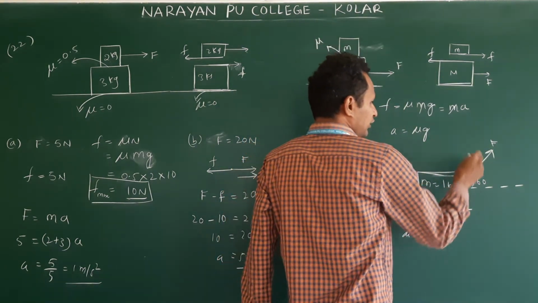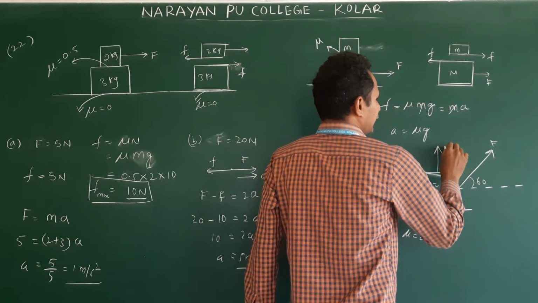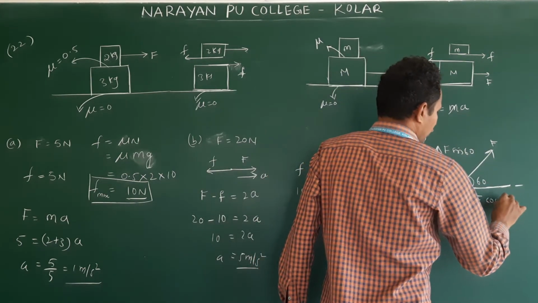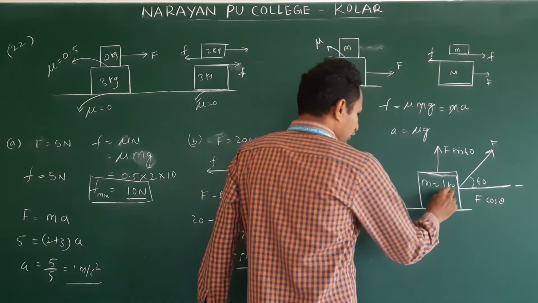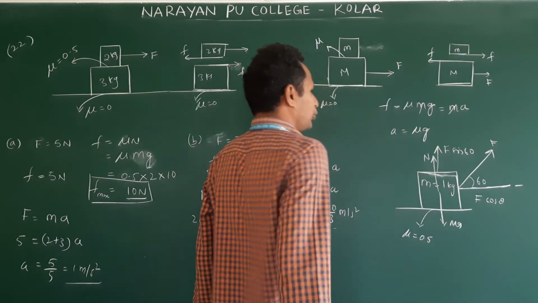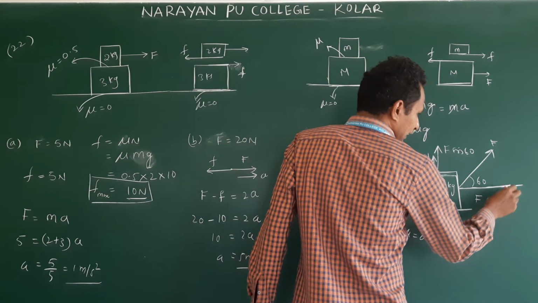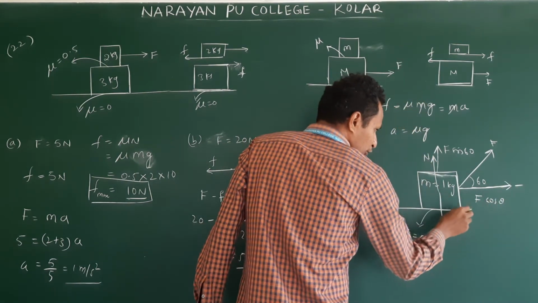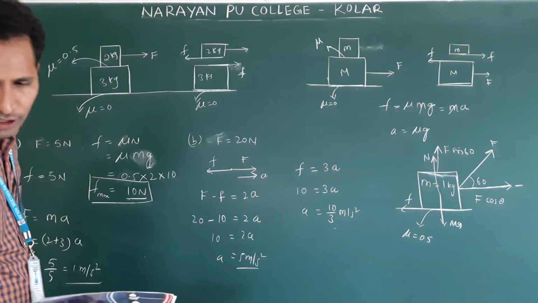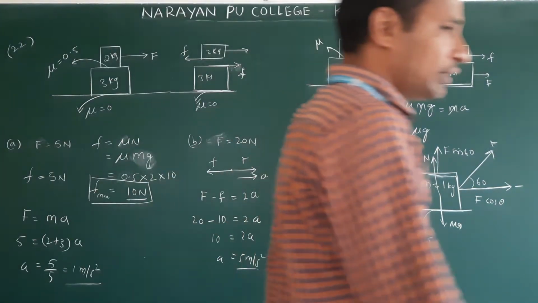Now if you resolve this force, what happens? One component will act like this, that is F sin 60. Another one is F cos 60. Remaining forces: mg acts downwards, normal reaction acts upwards. Now the body is ready to move. F cos theta acts along the horizontal, so it tends to move, and friction force acts in the opposite direction. Clear? Now if we draw the free body diagram, we will come to know how to solve this problem.